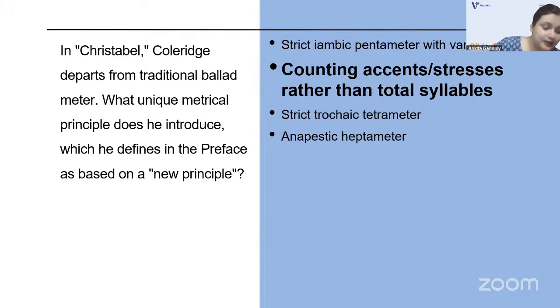In the preface to Christabel, Coleridge explains that he departs from traditional ballad meter by introducing a new principle based on accentual verse, specifically defining it as counting in each line the accents, not the syllables. Right? That's his unique metrical principle. So he departs from traditional ballad meter and he uses which metrical pattern? The metrical pattern where the accents in each line are counted and not the syllables. Okay, right.